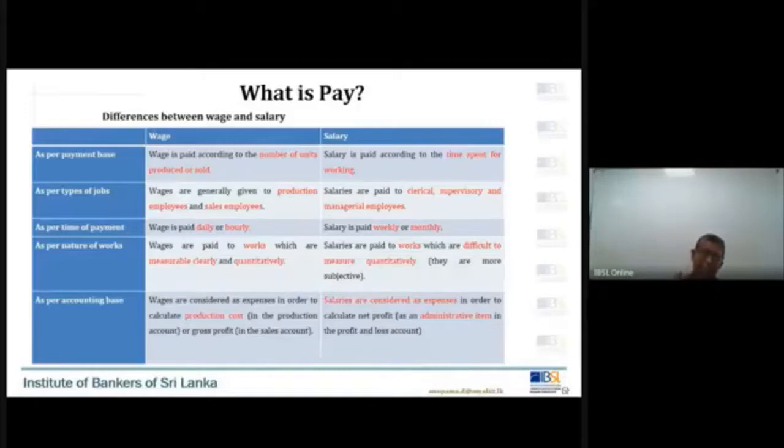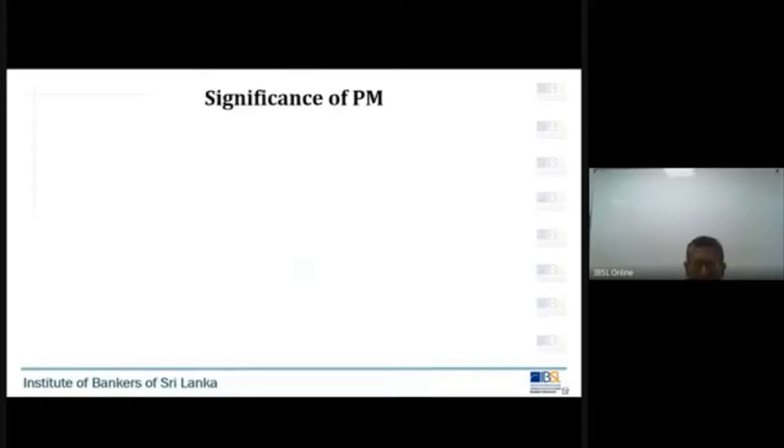So just to get an idea of the difference between wage and salary: wage is basically according to the number of units produced or sold, but salary is for time spent working. Usually salary is for managerial types of jobs, and wage is for non-managerial types of jobs. So you need to understand, right? Okay. So then what is the significance? PM means pay management, or sometimes we call it reward management also, right?